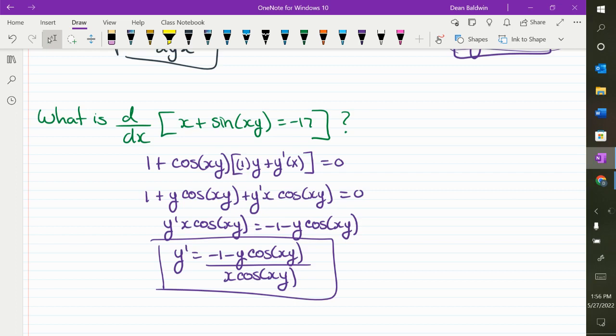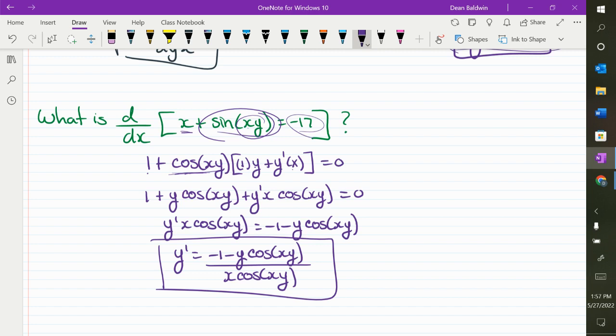So we do the derivative of x with respect to x, which is just 1. Then I take the derivative of this thing. It's chain rule. Start with the outside. The derivative of sine is cosine. Then you do the inside derivative of this, which is product rule, which says the derivative of the first function, x, which is 1, times y, plus the derivative of the second function, y prime, times the first function, which is x. And that all equals 0 because that's a constant. The derivative of a constant is always 0.